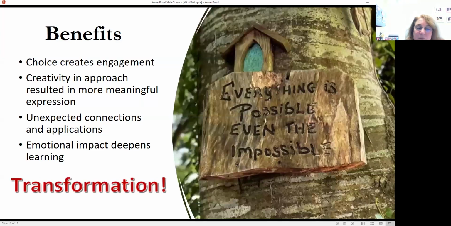I think that students made unexpected connections and applications that would not necessarily have been made had they been answering the questions and addressing the sections of the original assignment. And then finally, I think you could really feel the emotional impact come through in what they shared in their experiences. It was truly transformational.